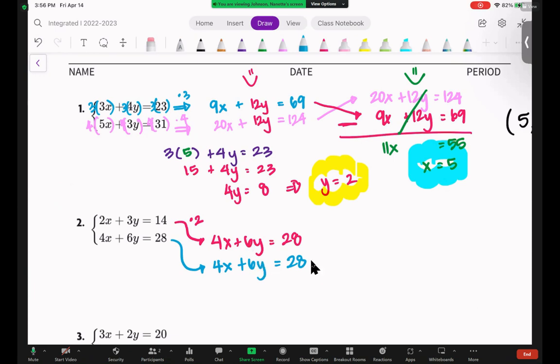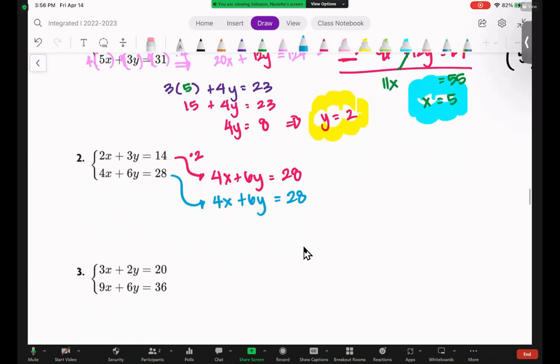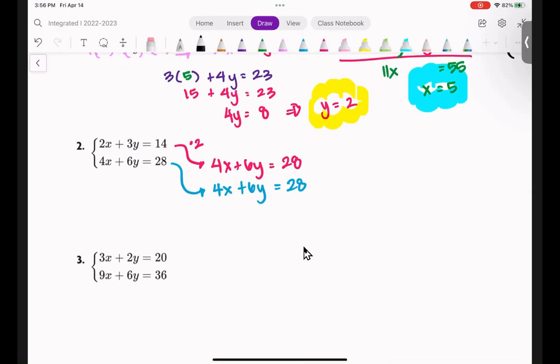So if I tried to eliminate this, again, I'm going to subtract. Look what happens. When I subtract, 4x minus 4x is 0. 6y minus 6y, well, that's 0. So that's 0 plus 0. 28 minus 28, well, that's 0. So this is a funny equation because we eliminated x's and y's at the same time. And then we get the statement at the end, 0 equals 0. 0 equals 0 is a true statement, okay?